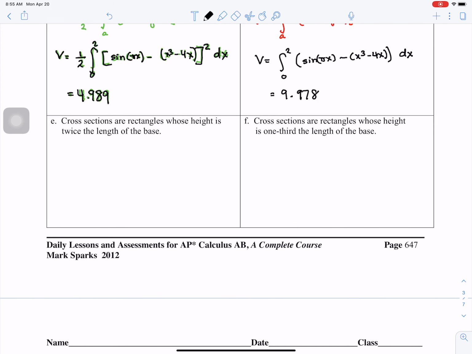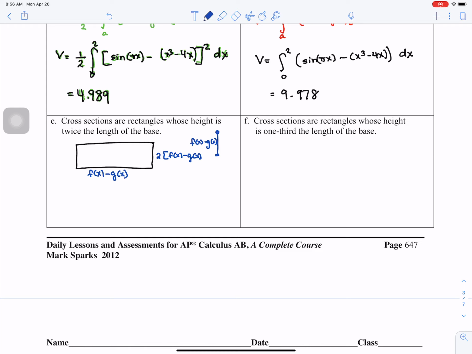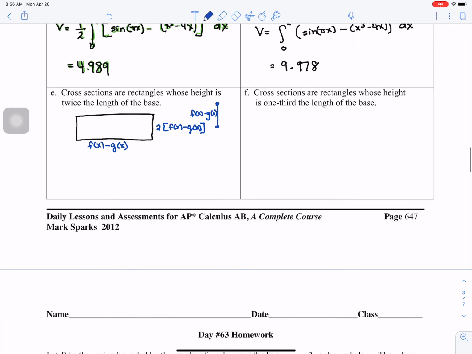Now, if the cross sections are rectangles whose height is twice the length of the base, again, my base is being formed from the diagram above. So that blue section that I had highlighted like this, that represents the base, f of x minus g of x. So that's what this is, f of x minus g of x. Now we know that the height is twice the length of the base. So I'm going to draw a 2 times f of x minus g of x because it's twice as much. Now my diagram is definitely not drawn to scale here.